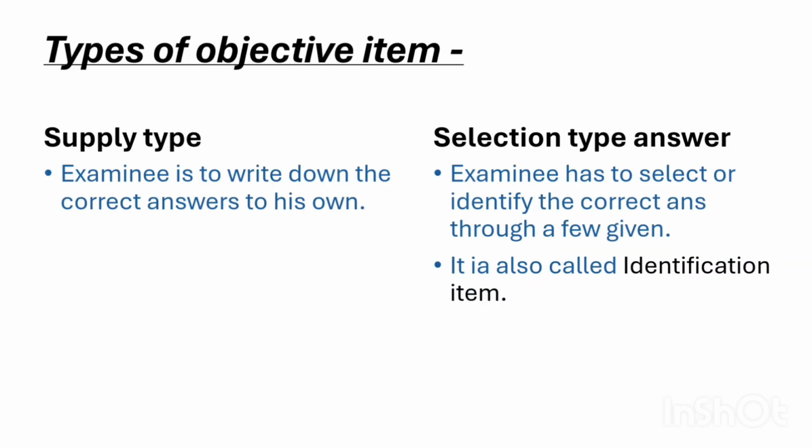Types of objective items. First, supply type. Examinee is to write down the correct answer on his own. Selection type answer. Examinee has to select or identify the correct answer from a few given. It is also called identification item.